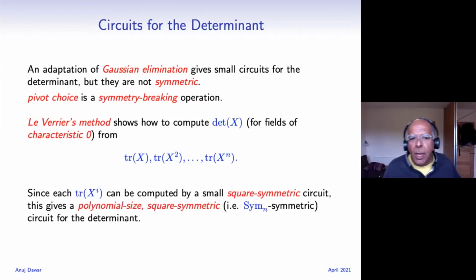Now clearly, we can compute the powers of X. Matrix multiplication can be implemented as a square symmetric operation. And once you have these powers, computing the trace is just looking down the diagonal and taking the sum. It's a square symmetric operation. So you can implement this and you get a polynomial size symmetric circuit for the determinant, what I call square symmetric. So symmetric under simultaneous permutations of rows and columns, where you apply the same permutation to the rows and the columns.